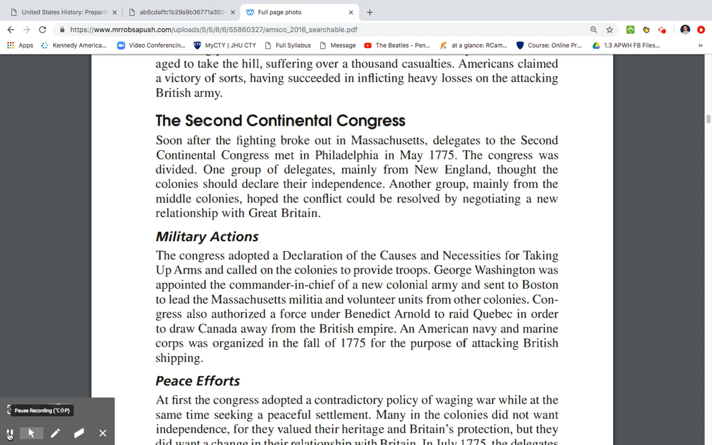George Washington was appointed the commander-in-chief of a new colonial army sent to Boston to lead the Massachusetts militia and volunteer units from other colonies. Congress also authorized a force under Benedict Arnold to raid Quebec in order to draw Canada away from the British Empire. An American Navy and Marine Corps was organized in the fall of 1775 for the purpose of attacking British shipping. So in the Second Continental Congress, you're getting the formation of kind of this organized army.